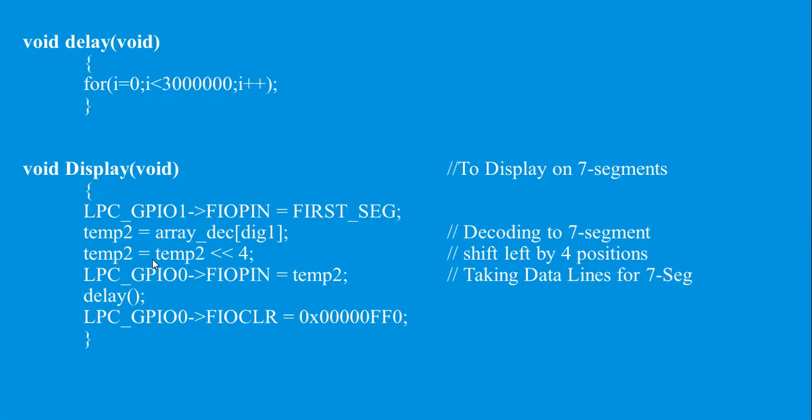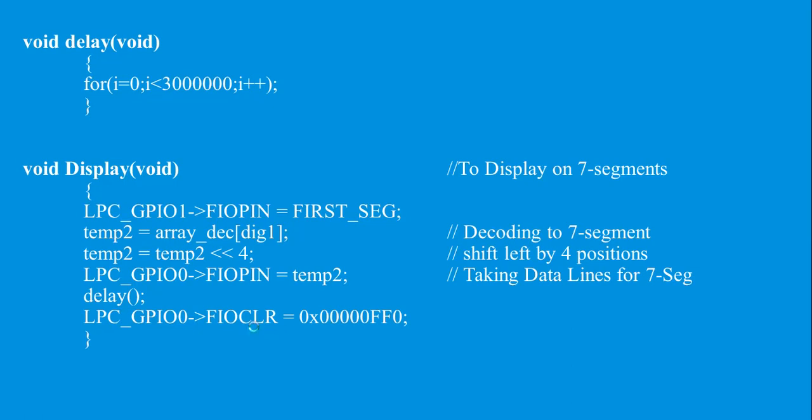Therefore, this statement is very important. After left shifting by 4 positions, we write the value of temp2 to the general purpose input output pins corresponding to port 0 via the FIO pin register. Then we call the delay function, and those values will be cleared with the help of the FIO clear register. So this is about the program.